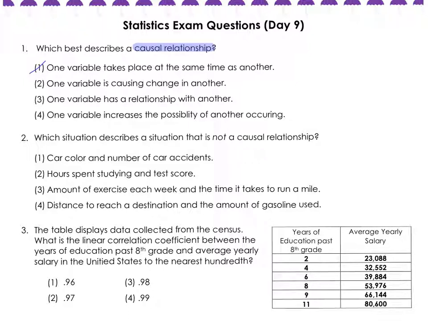One variable is causing change in another. Well, there's our key word right there, causing. If it says in there that it's causing, that to me means that it is a causal relationship. So this is choice 2. I'm just going to keep going through them just to make sure that I didn't read something incorrectly or choose the wrong one. The next one says one variable has relationship with another. Relationship, remember, does not mean causal. One variable increases the probability of another occurring. Again, this just shows that there's a relationship, but it doesn't mean one is causing the other.